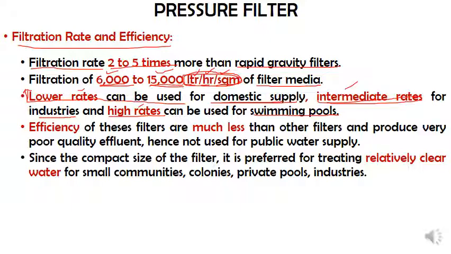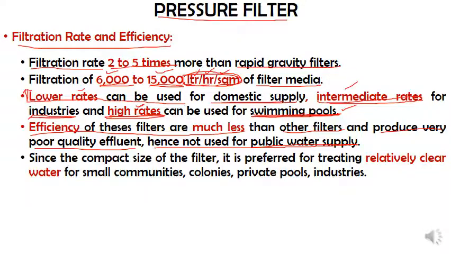Intermediate rates can be used for industries where a specific kind of water quality is required, and high rates where we don't need that good a quality of water, for example swimming pools. There we can use a high rate of filtration, because the amount of filtration required for swimming pools is very high, so it can be done quickly with pressure filters. Now, the efficiency of these filters is much less than the other filters, that is, the slow sand filter and the rapid gravity filter, and they produce very poor quality effluent. Hence these are not used for public water supplies.